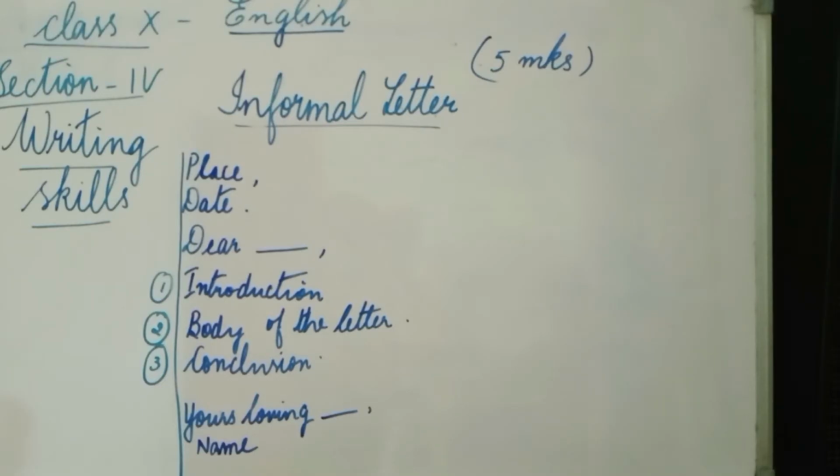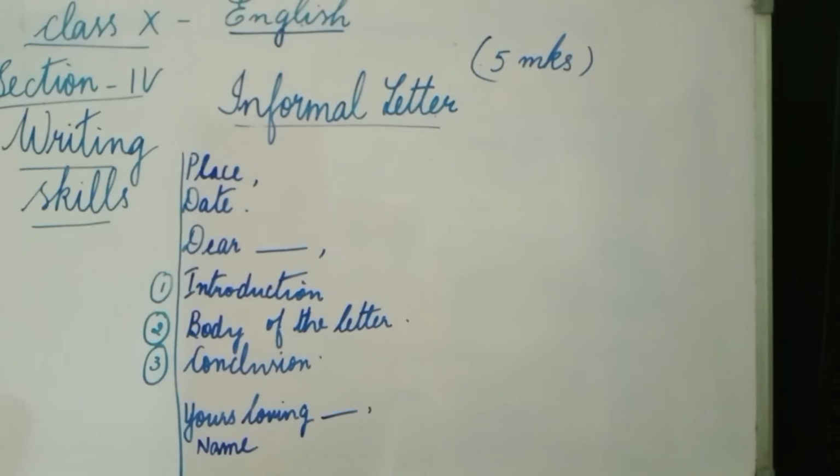Informal letters or personal letters. These letters are sent to relatives or friends. Here also we are following the left alignment. So first we should have the place, the sender's place, the place of the person who is writing the letter.